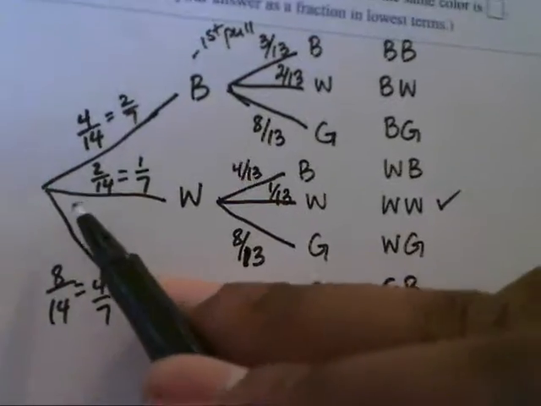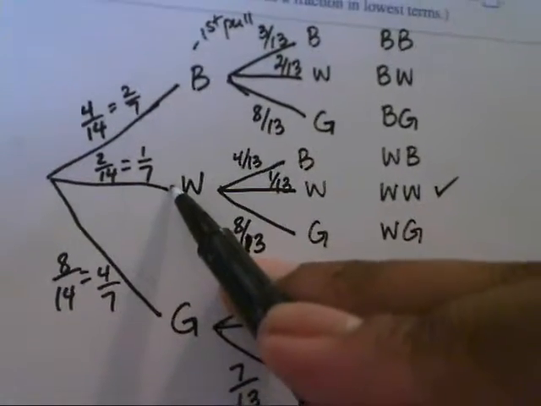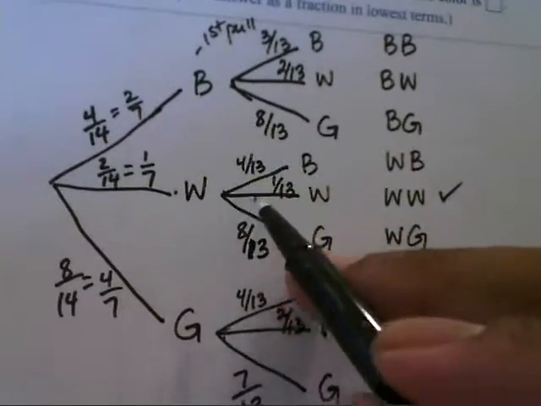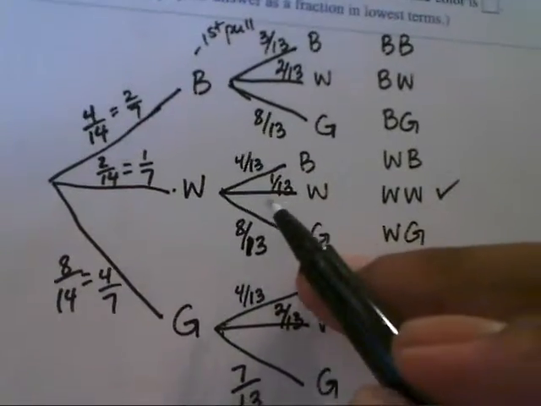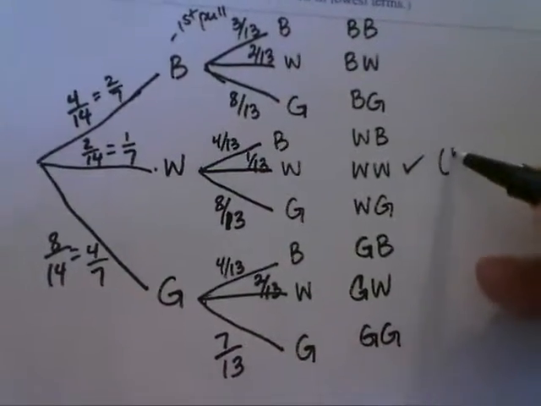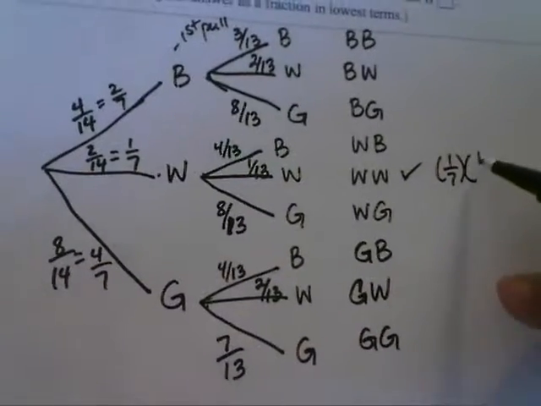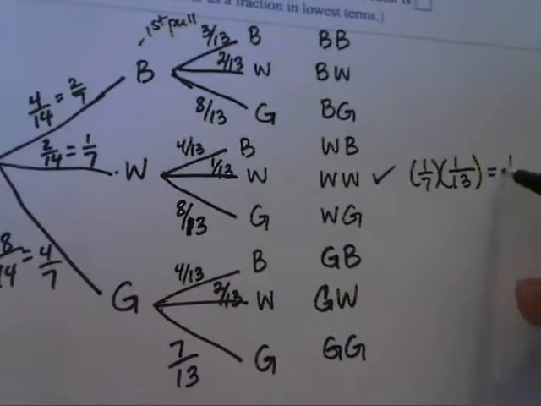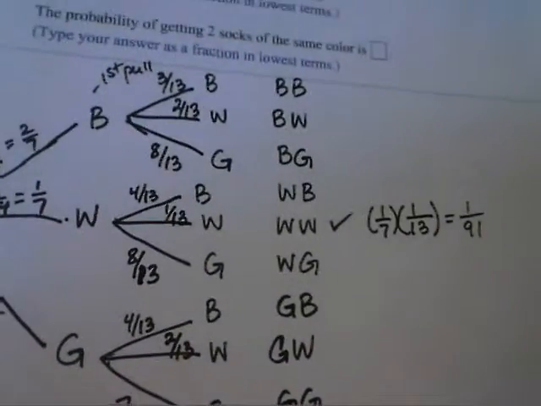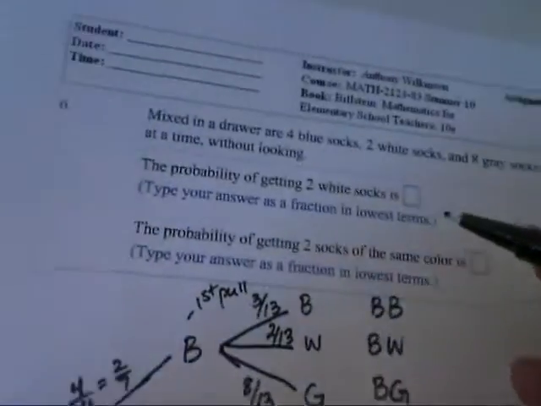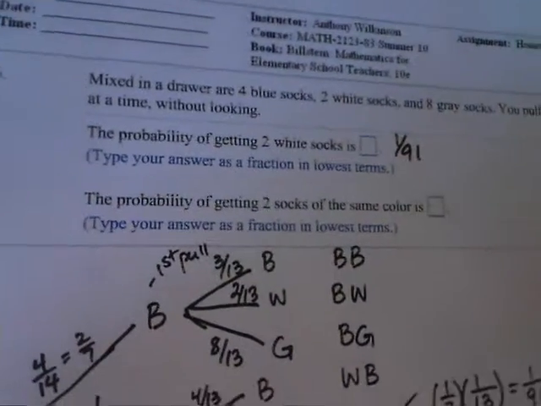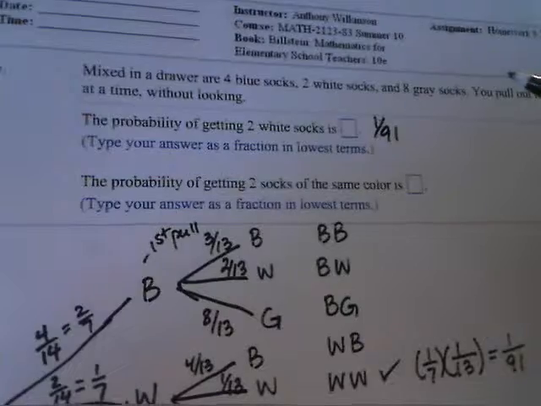Alright, let's multiply the probabilities for the first white sock on the first pull, which is 1/7, times the probability of getting a white sock on the second pull. That's 1 out of 13, so we got 1/7 times 1 over 13. That's going to be equal to 1 over 91. So in this case here, the probability of getting 2 white socks will be 1 over 91.